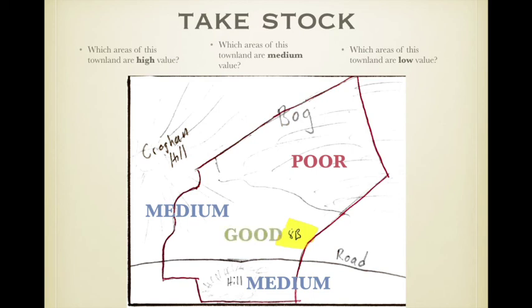And finally, we're going to think about where the good land is left. So we know that the poor land is in the north, medium land in the west and in the south. That leaves that flat plain area in the middle that we could consider to be good land. The next step we're going to take is to compare what we have found in our sketch of the townland with what is in the field books.